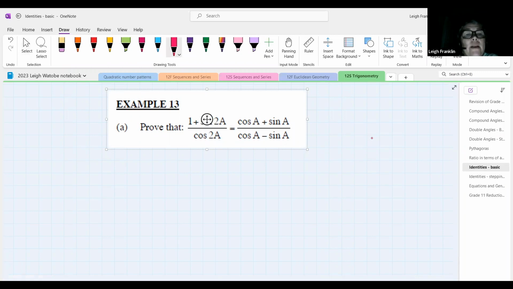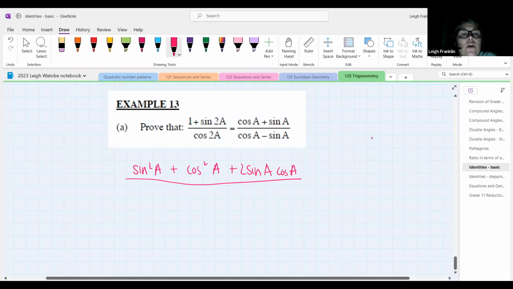So we want to write 1 as sine squared a plus cos squared a. And we're choosing to do that because there's no fraction here. Plus our sine 2a, which we'll write as 2 sine a cos a. And then at the bottom, we've got cos 2a. If we look at the right-hand side, this gives us some clues on how to write cos 2a. Remember, we want cos a minus sine a at the bottom.